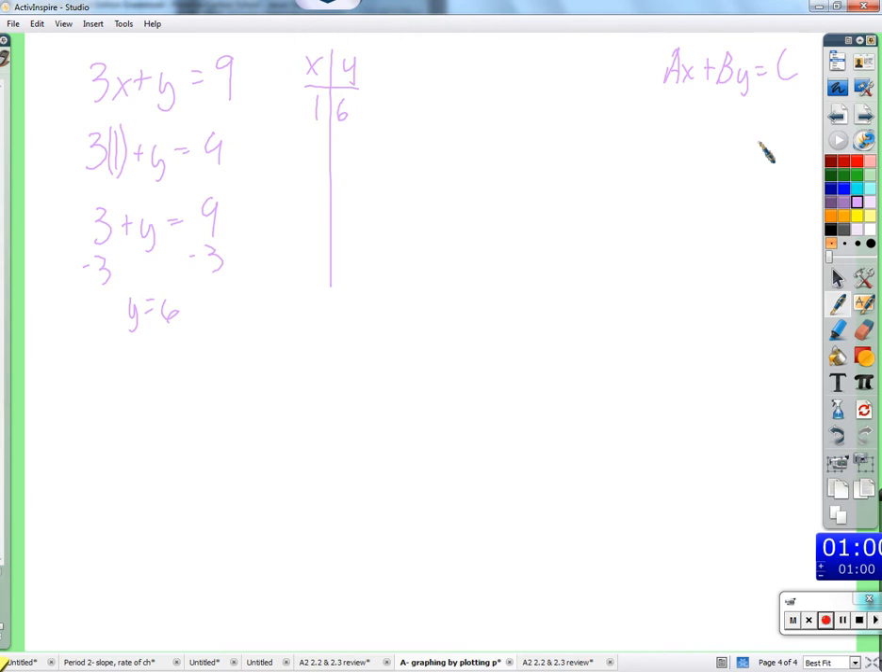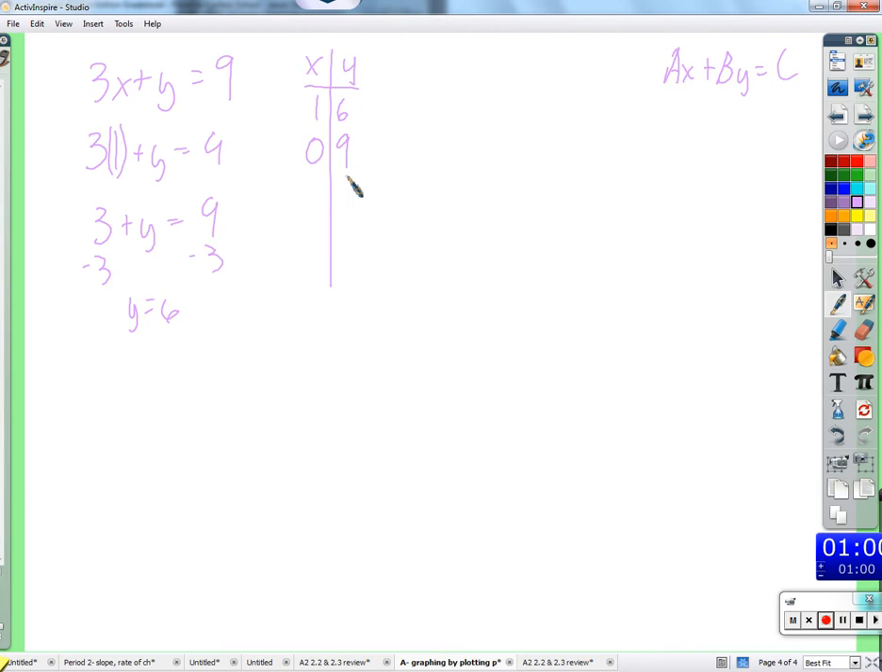So now it's just kind of a game. How can I find points very, very quickly? Right? What can I put in for x? Anything I want. I will choose 0. I think it's pretty easy to figure out what y is if x is 0. Because then that x term is not there. And what's left is y equals 9. So I know right away y is equal to 9. But those 2 points alone would be enough.